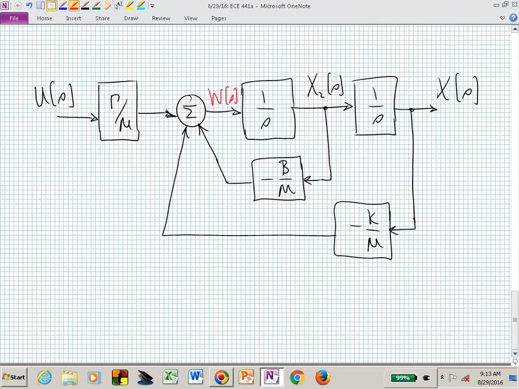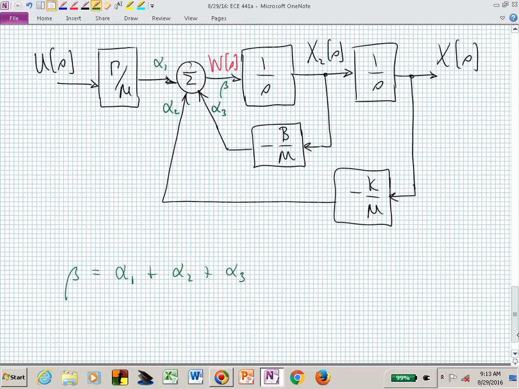And if you wanted to, you could sort of think of this as, I want to find this signal beta in terms of this signal alpha 1, this signal alpha 2, and this signal alpha 3. Meaning I'm really trying to just find the governing relationship between all of these variables just by looking at that summing junction, which says that beta, the output of that summing junction, is equal to those three signals, alpha 1, alpha 2, and alpha 3. And now let's just find those or rewrite those.